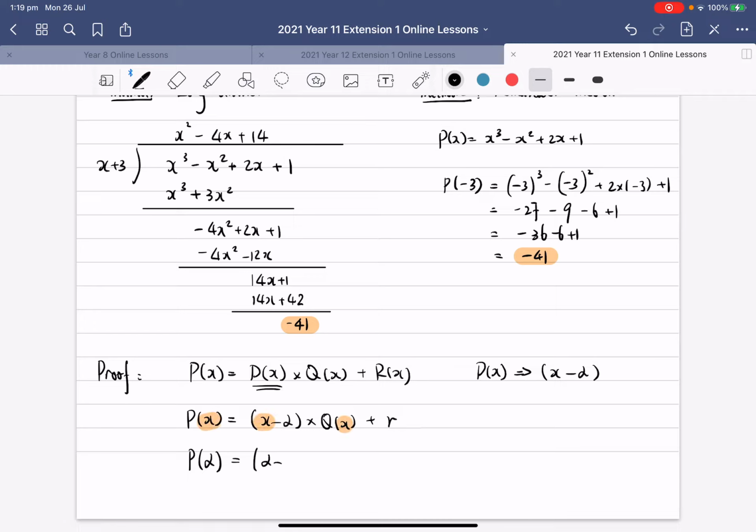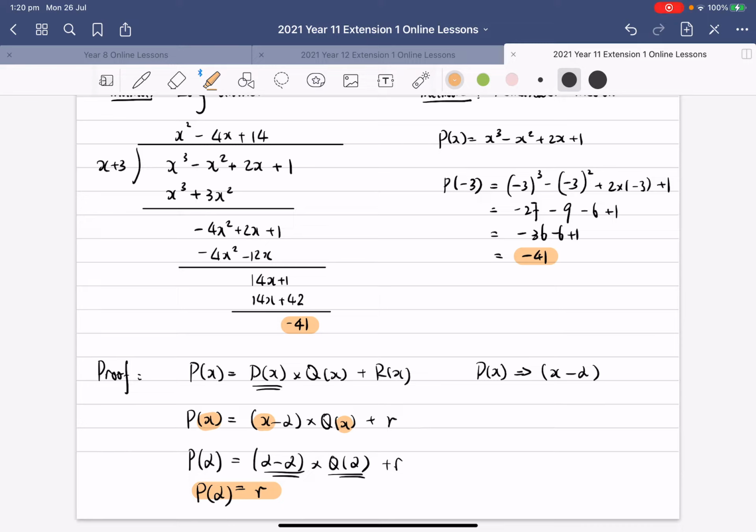We replace the x by alpha, so we end up with alpha minus alpha times q of alpha plus the remainder. We know alpha minus alpha is equal to 0, so 0 times q of alpha is equal to 0. At the end, you just have r left, which tells you that p of alpha is equal to the remainder itself. That becomes the proof of the remainder theorem, which is really simple and easy to understand.